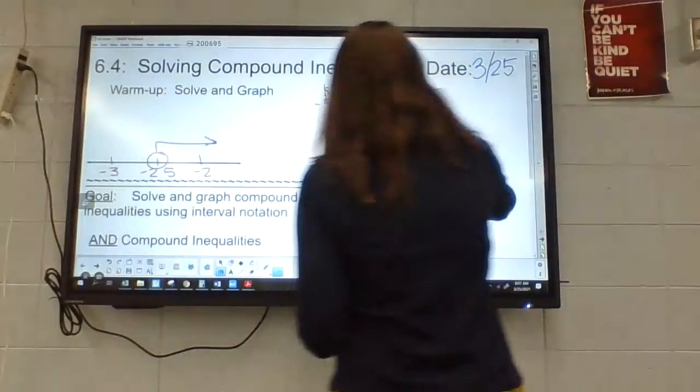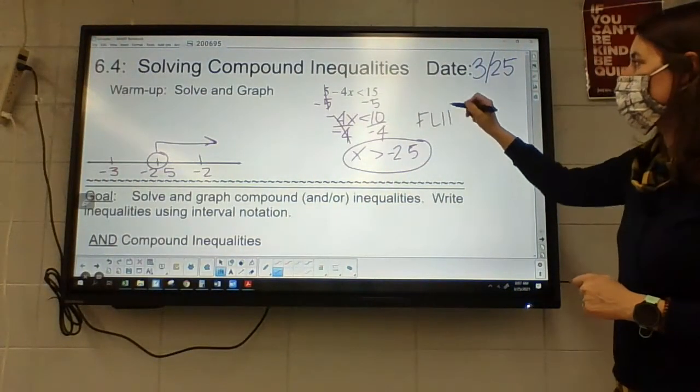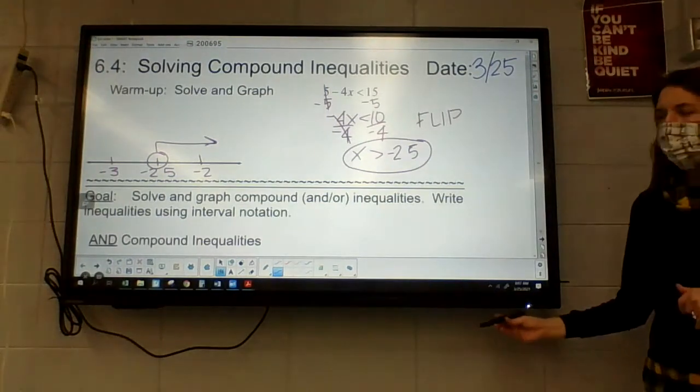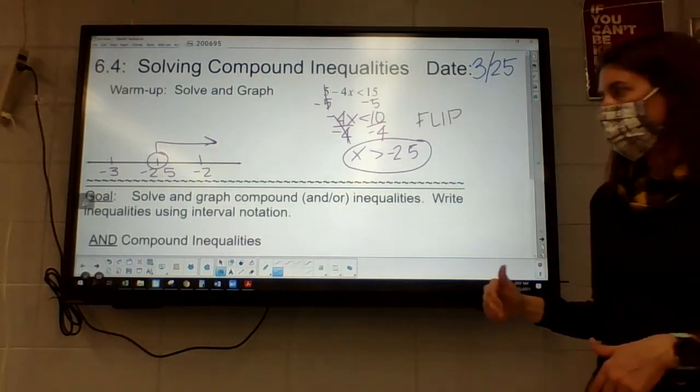So then we need to go bigger again, and the reason we have to go bigger is because we flipped the inequality because we divided by the negative. So just be careful with that as you guys are going through these.